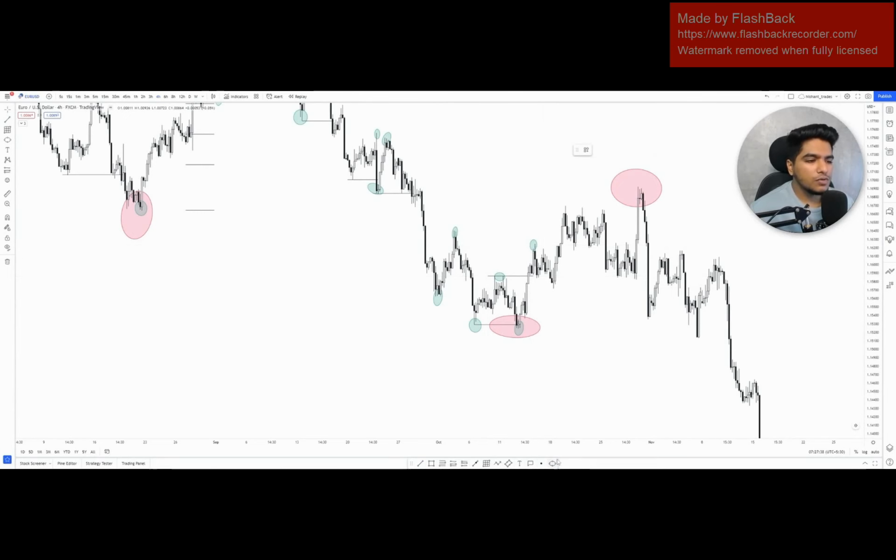Then what's our low? We got a retracement. Then we again got a break. That means this is our high. Then we again got a retracement. Now our 4H is bullish. From bearish, we have turned bullish.